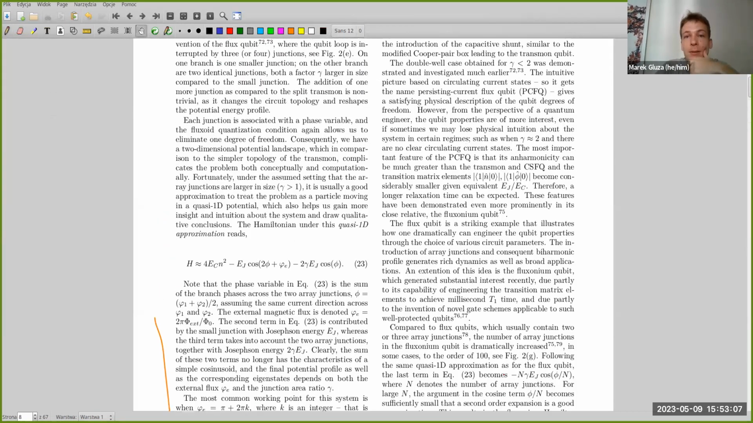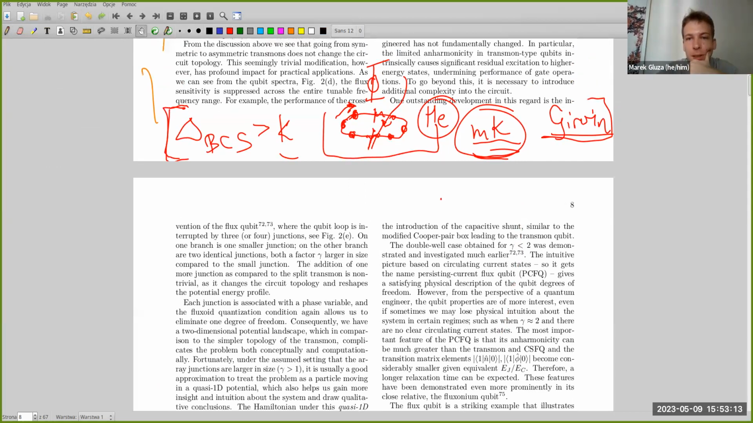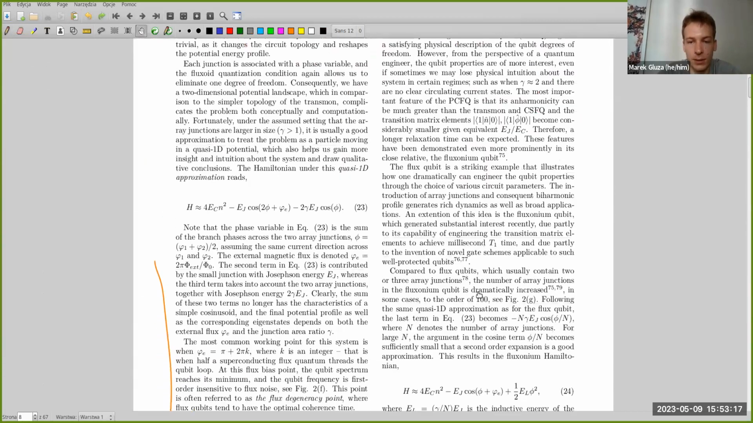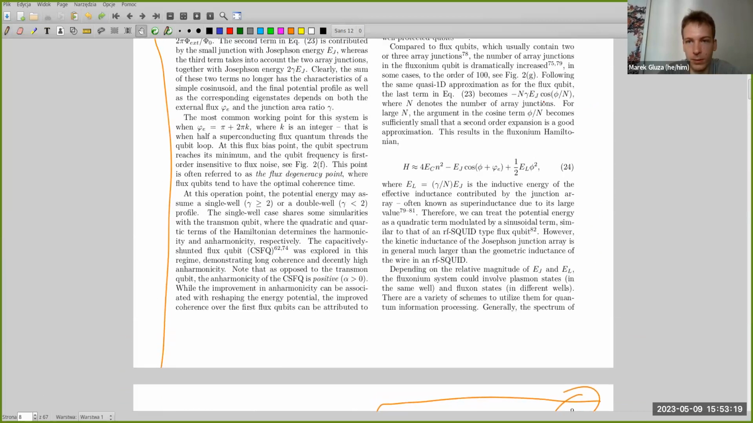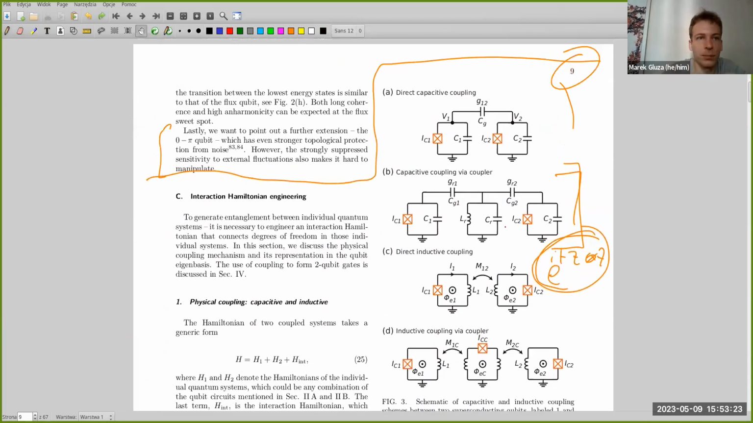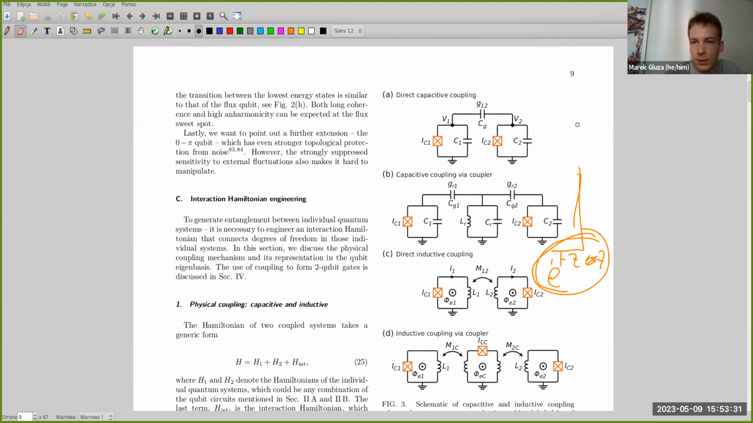Okay, so let's get going. Sorry, I'm scribbling all over the place. Okay, so towards larger anharmonicity, we kind of talked about that for fluxonium. And we don't have many scribbles here, which is good. And we will be talking about subsection C, interaction Hamiltonian engineering. Okay, very nice.